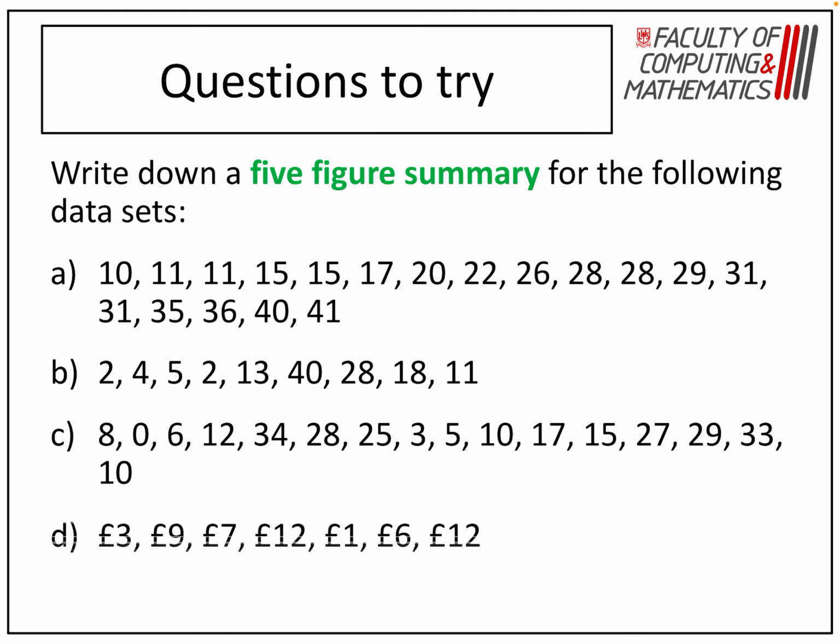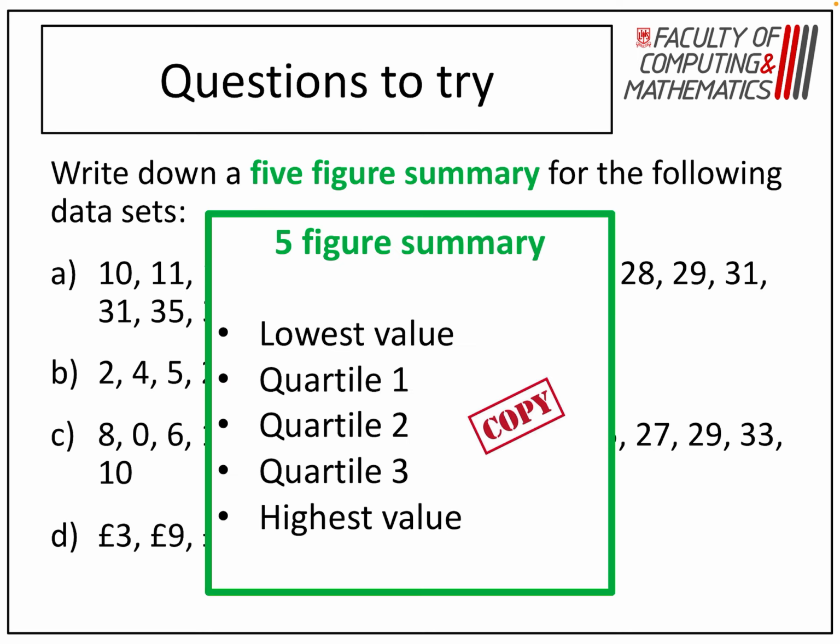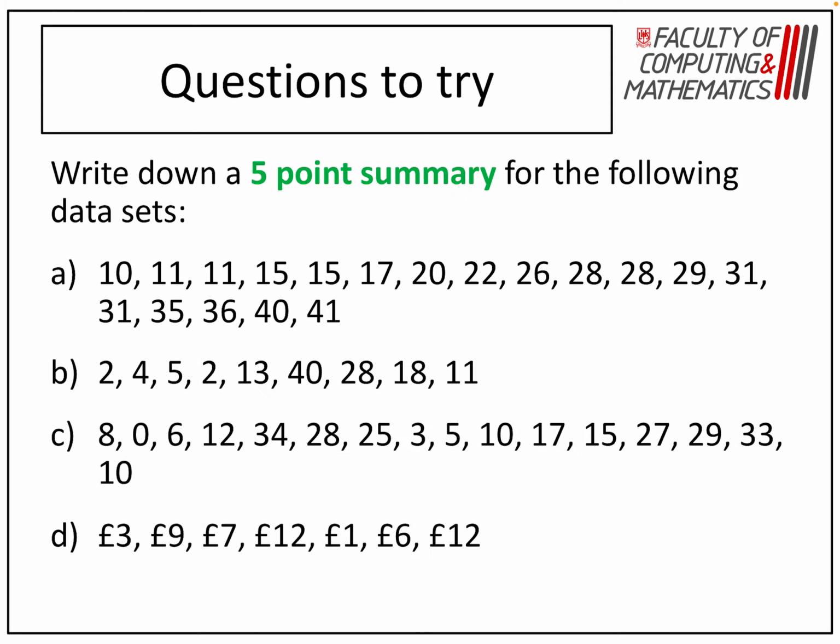So, questions for you guys to try. Okay, you can give these a go. You can pause the video and try them. Something to write down first, a good note for the 5-figure summary, is just to write this down so you actually know what the 5-figure summary is. It's your lowest value, quartile 1, quartile 2, quartile 3, and the highest value, just as mentioned before. Okay, so just make sure you copy that down for your notes, and then you can give these questions a wee go. As I said, just pause the video and then come back for the answers.